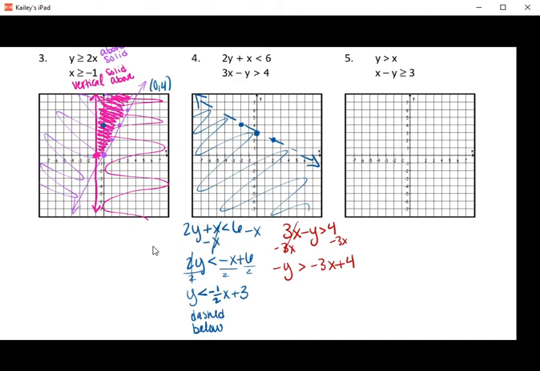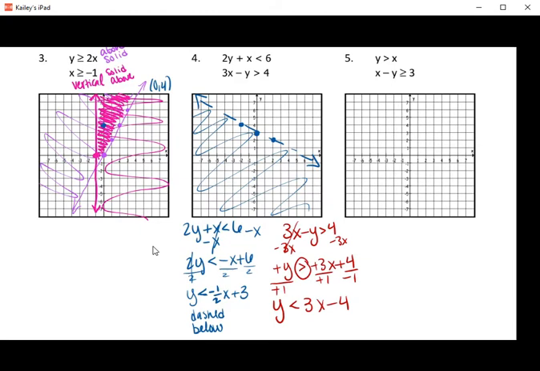I can't stop with negative y, I have to have positive y. So to get a positive y, I'm going to divide everything by a negative 1. And remember, with inequalities, since I'm dividing by a negative 1, that means I need to flip my inequality symbol. So I like to circle it to remind myself to flip it. So as we simplify, we should end up with y is less than 3x minus 4.